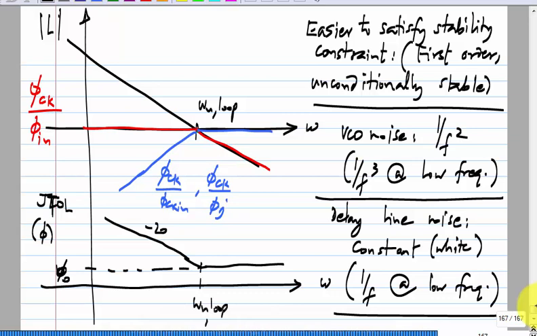So, you can also calculate the delay line's contribution to the output, and if you want just a jitter number, you have to integrate the phase noise spectrum. If you take the one sided phase noise spectrum L of f, then you have to multiply it by 2 and integrate it from 0 to infinity to get the output spectrum.